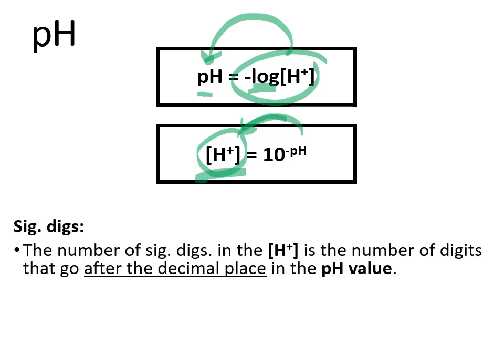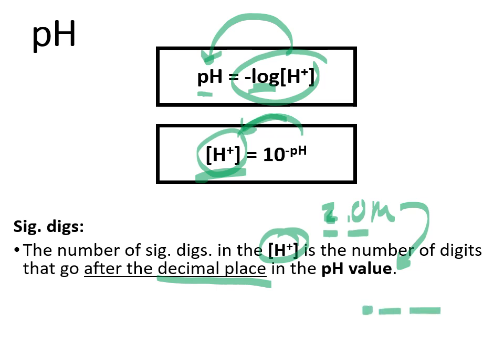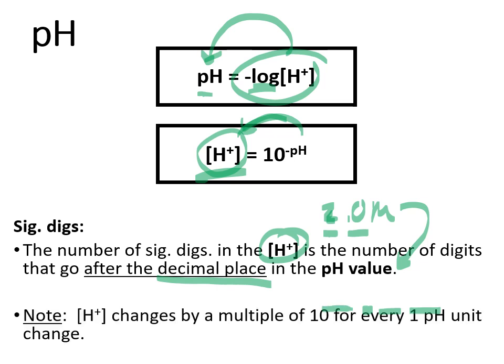Sig digs for this stuff, because pH is a logarithmic scale, whatever the total number of significant digits in the concentration, so let's say your concentration was 2.0 moles per liter. That's 2 significant digits, and so when you calculate the pH value for that concentration, note that the total number of sig digs in the concentration is the number of decimal places in the pH value. So we'd have our significant digits written after the decimal place, plus whatever the digit was for the pH value.